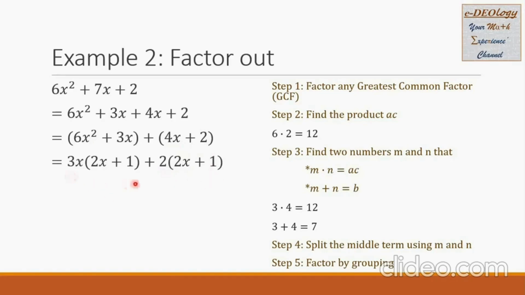Now, we have two big groups here. And there is a common in these two big groups. And the common is that binomial 2x plus 1. There is also 2x plus 1 here. So we're going to factor out the 2x plus 1. It is now in here. And for the second factor, it is simply the remaining terms for each of the big groups. So the 3x is copied here and then plus the 2. So our factors, 2x plus 1 times the 3x plus 2.